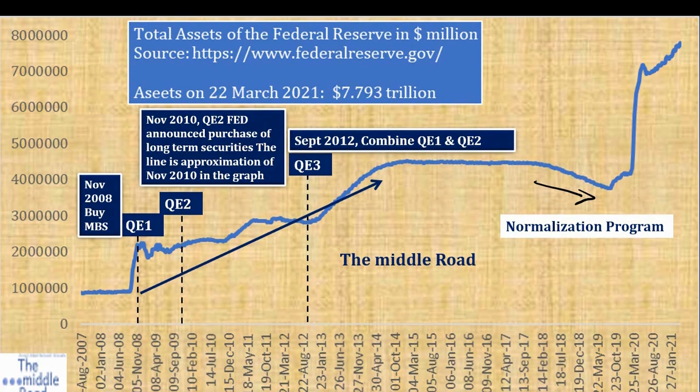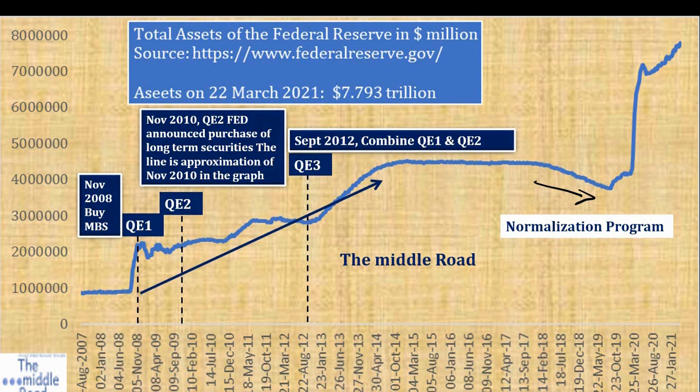Here I've taken the total asset purchases by the Federal Reserve over a period of time, from August 2007 to January 2021. You can see how there's been an expansion of assets. Q1 is where I talked about them starting to buy mortgage-backed securities. Then you have Q2 and then Q3, which is Q1 plus Q2. In Q2 they announced the purchase of long-term securities.